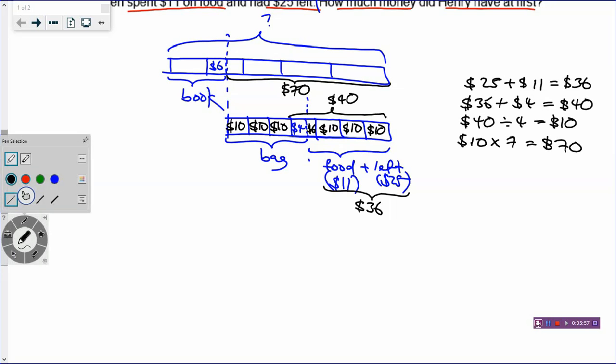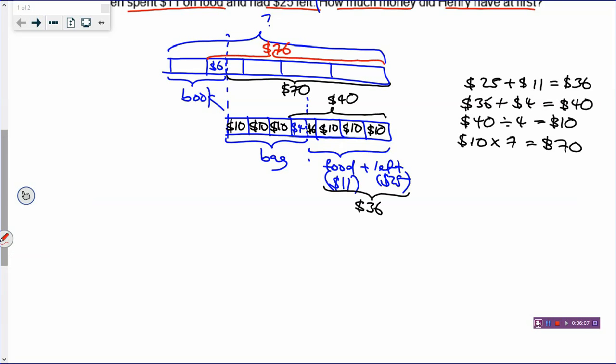So I'm going to use a different color. So 70 plus 6, all right, 6, that will give you 76, right? 76. And which is 4 boxes now. And then you divide by 4. So you take 76 and you divide by 4 and you get 19. So every box is 19.